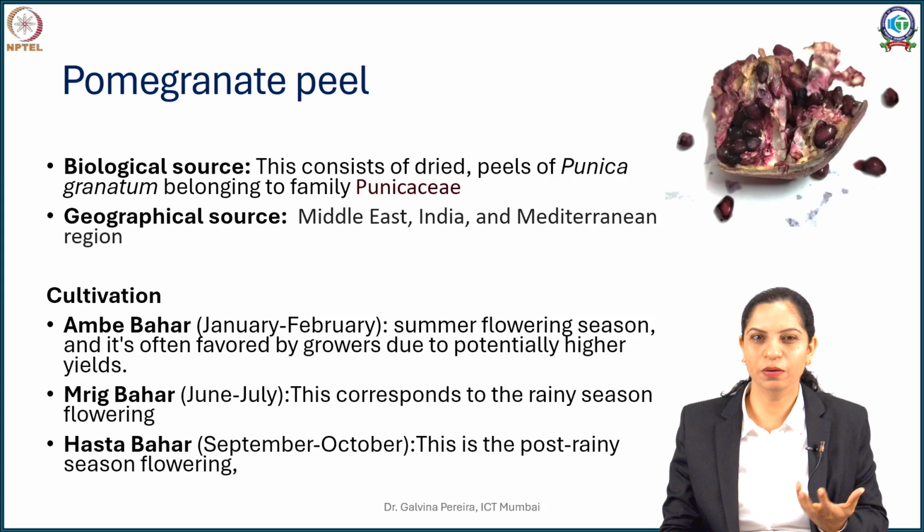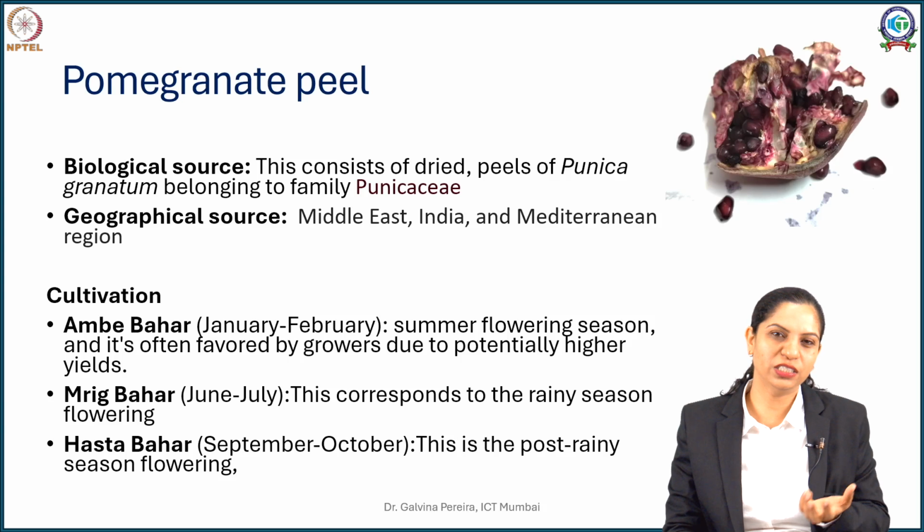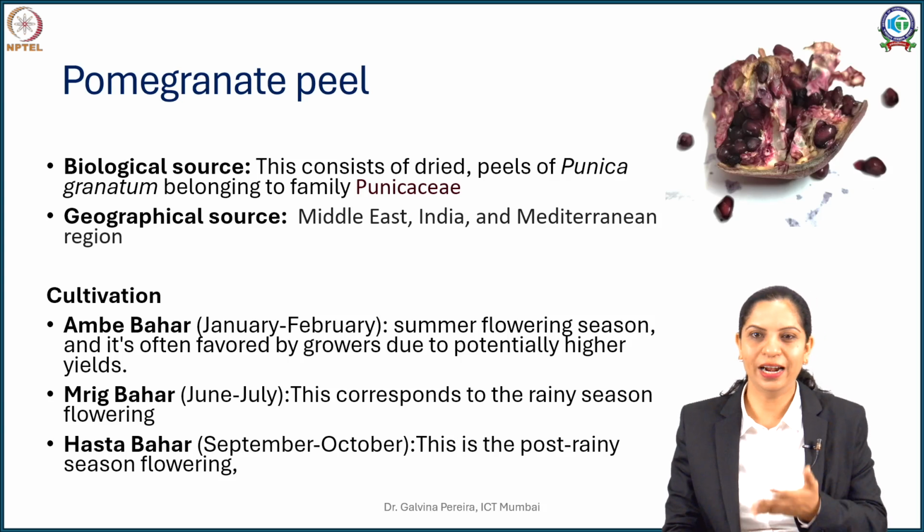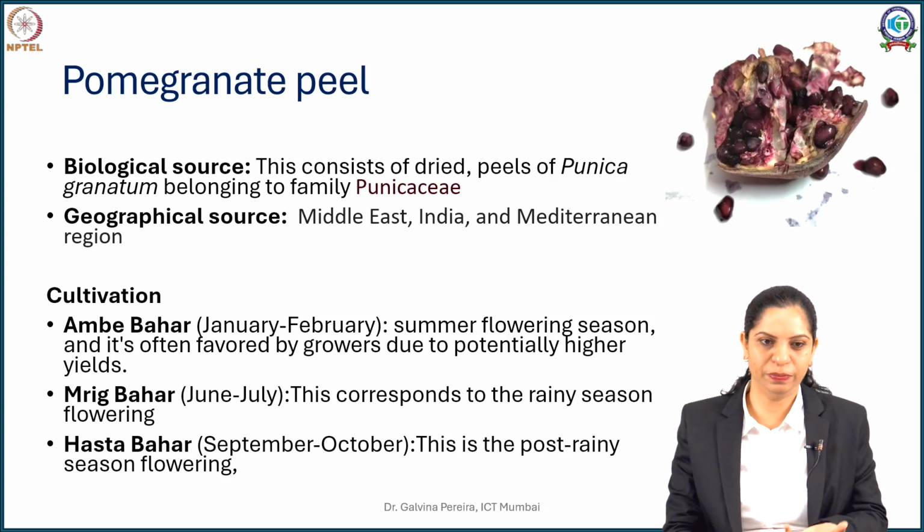The next one is Mrug, or the little rainy season, when the flowering season is in June, July, and the fruiting is generally in September.